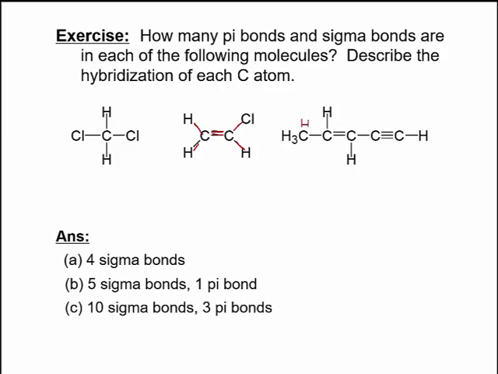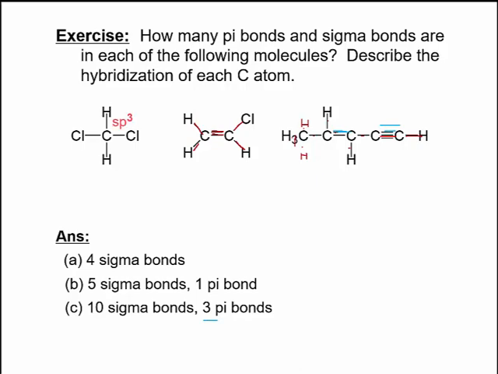On this one, I'll draw these out. This one's tricky because we've got 3 hydrogens. So that's actually a hydrogen over here, and a hydrogen over here. So 1, 2, 3, 4, 5, 6, 7, 8, 9, 10 sigma bonds. And for pi bonds, we got 1, and then here we've got 2. So I've got a total of 3 pi bonds.